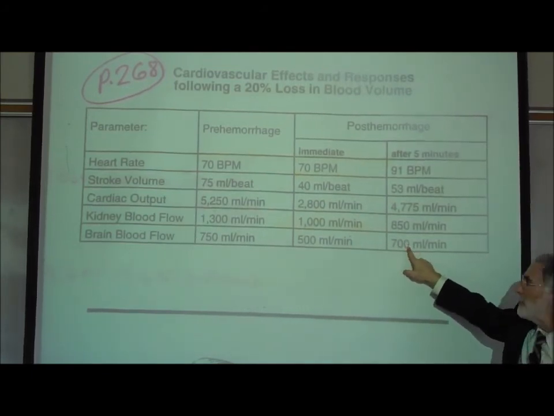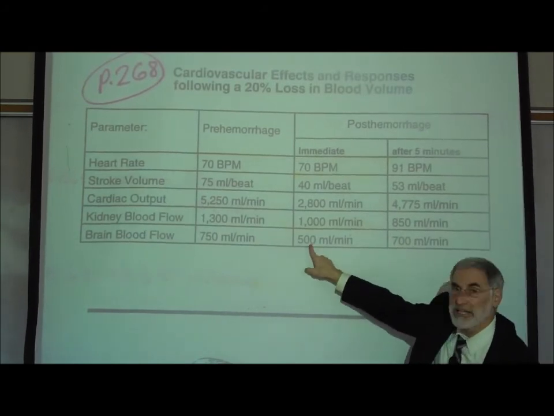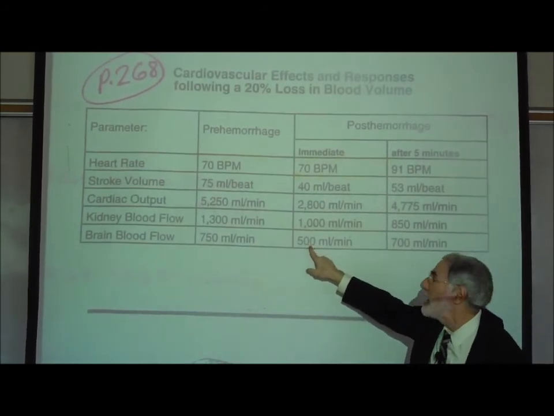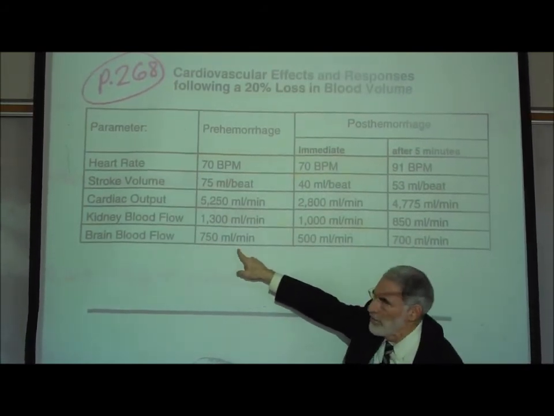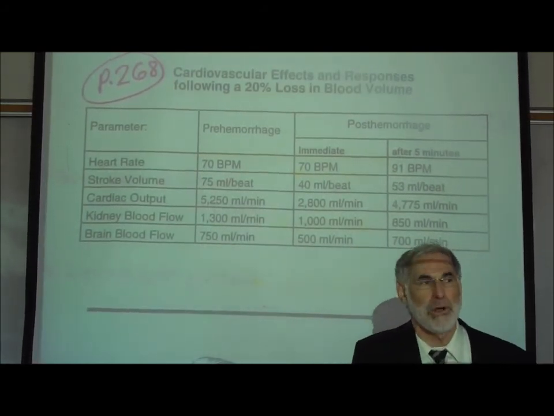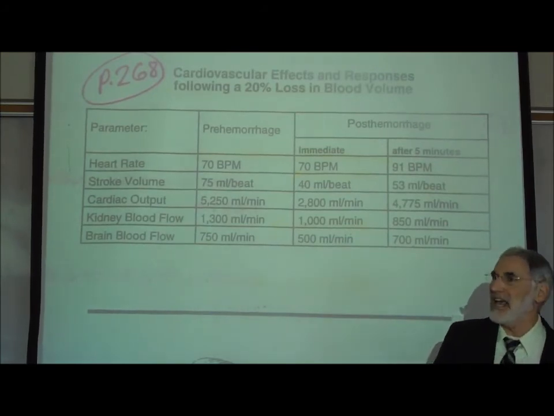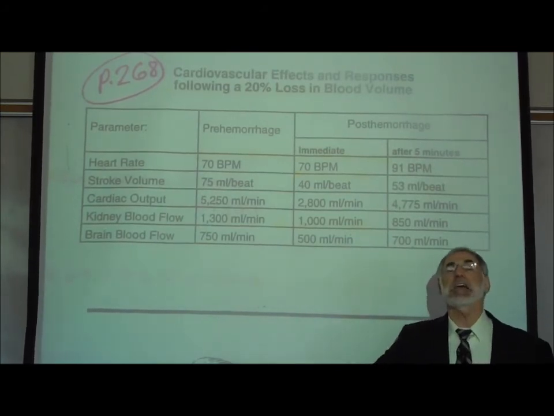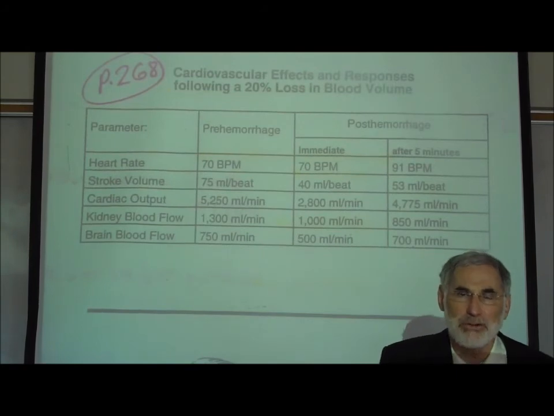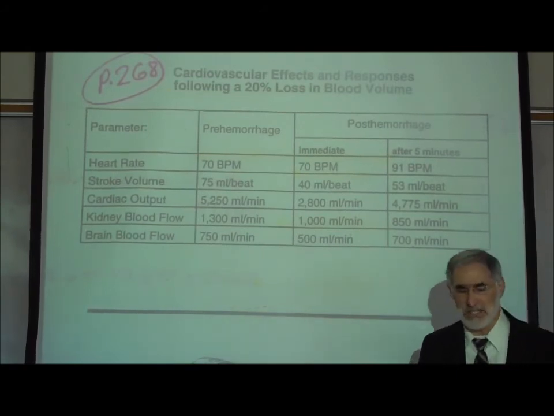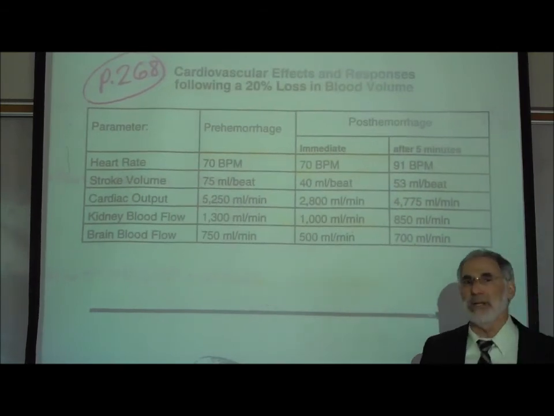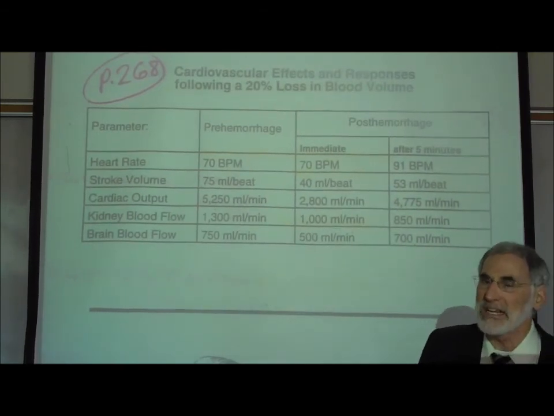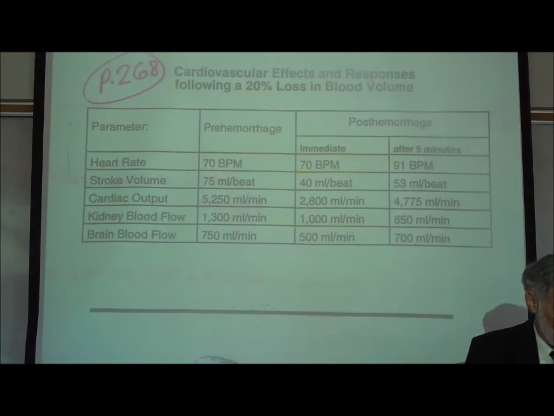You'll notice that blood flow to the brain has now significantly improved, has gotten better. It's gone from the 500 up to 700. It is almost within the normal level again. This is an example of the baroreceptor reflex compensating for that drop in blood pressure due to the loss of blood. So this shows the amazing ability of the body to correct and compensate via the baroreceptor reflex.